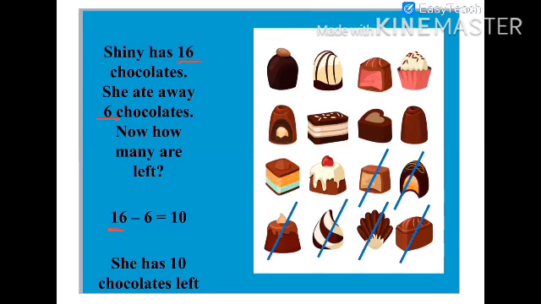Students, 16 minus 6. What is the answer that we get? Let us count. 1, 2, 3, 4, 5, 6, 7, 8, 9, 10. So, what is the answer that we are getting? Yes, the answer is 10. When we do the subtraction of 16 minus 6, we get the answer 10. So, she has 10 chocolates left. Okay, children, I hope this sum is clear to everyone.